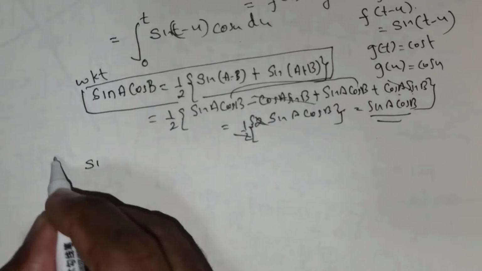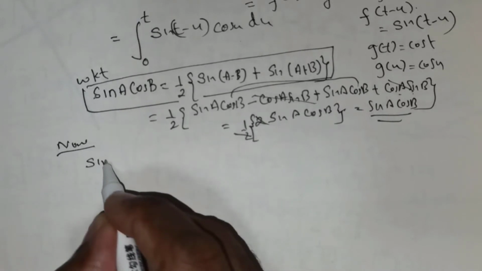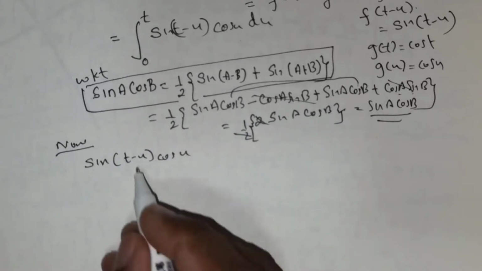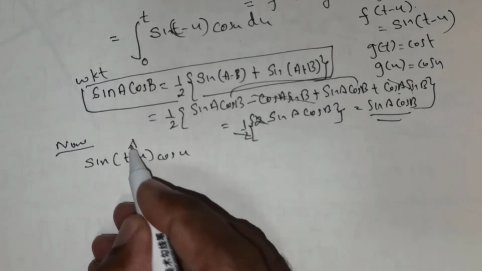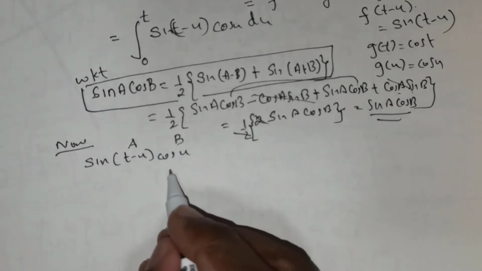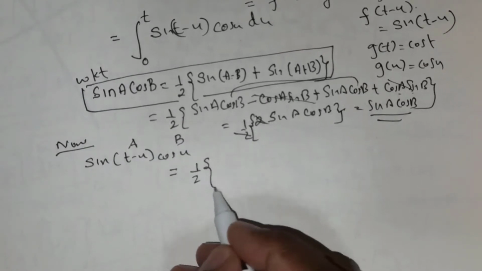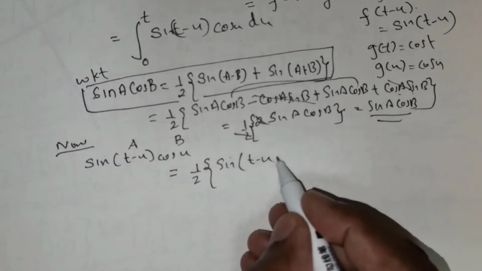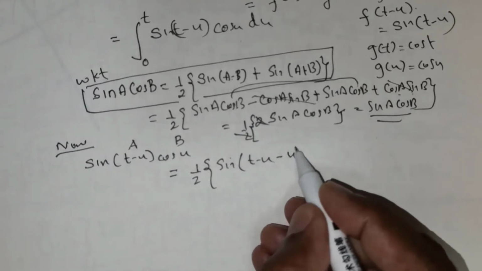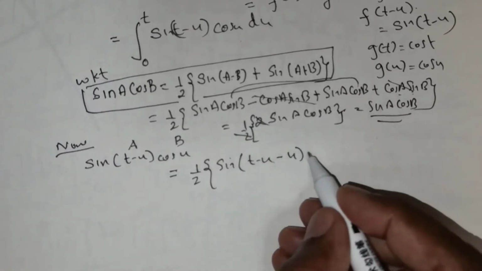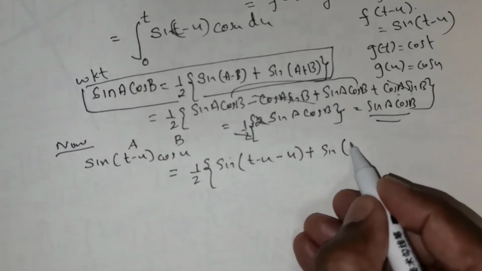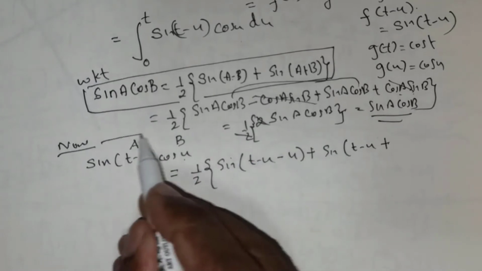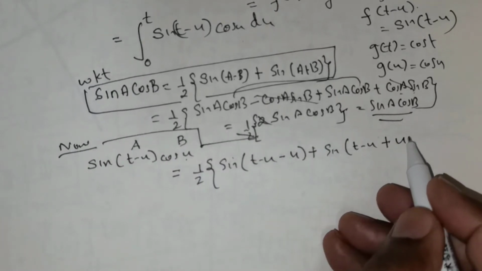So let me rewrite that. Now sine of t minus u times cos of u. My a is t minus u, and my b is cos u, I mean u. So I'm going to rewrite this as half of sine of (a plus b), with a being t minus u and b being u, followed by positive sine of (a minus b), with a being t minus u and b being u.